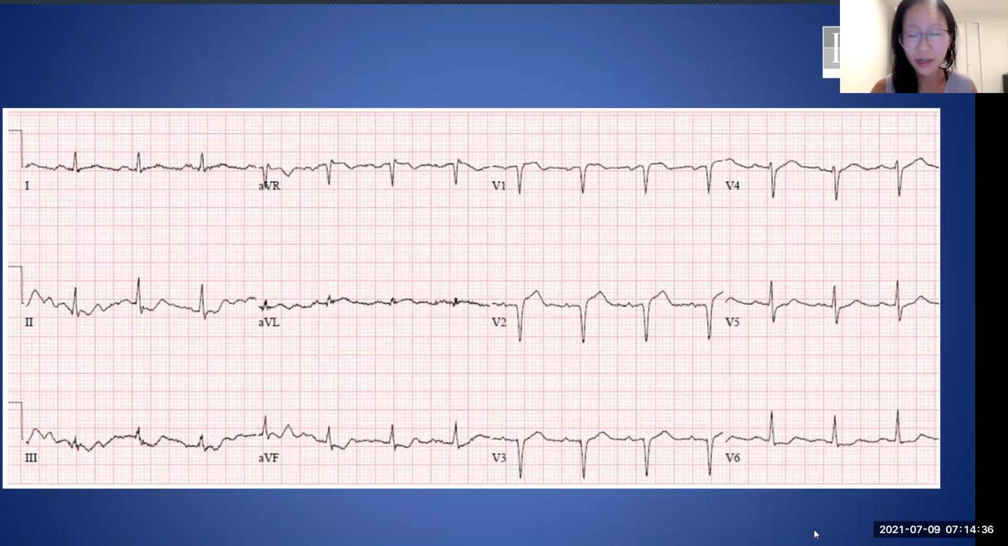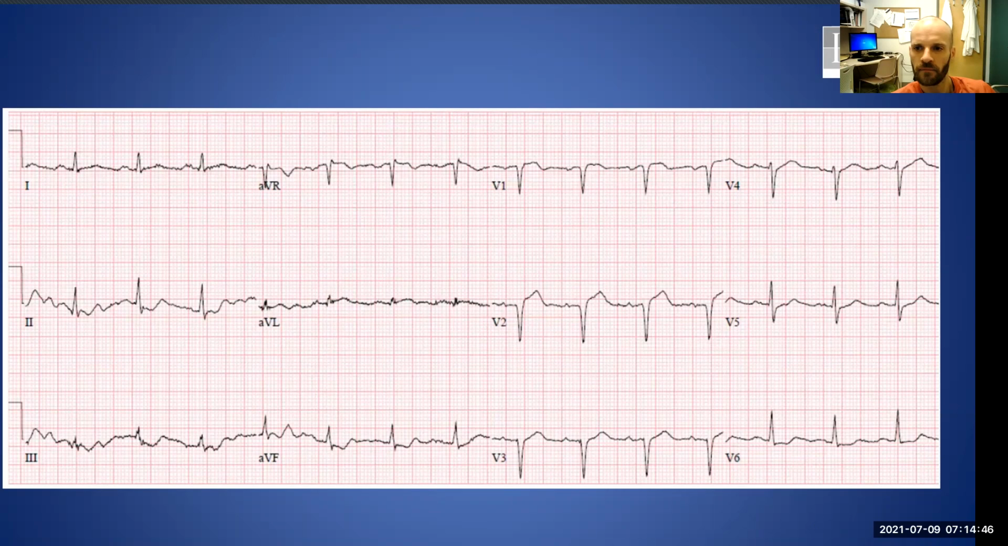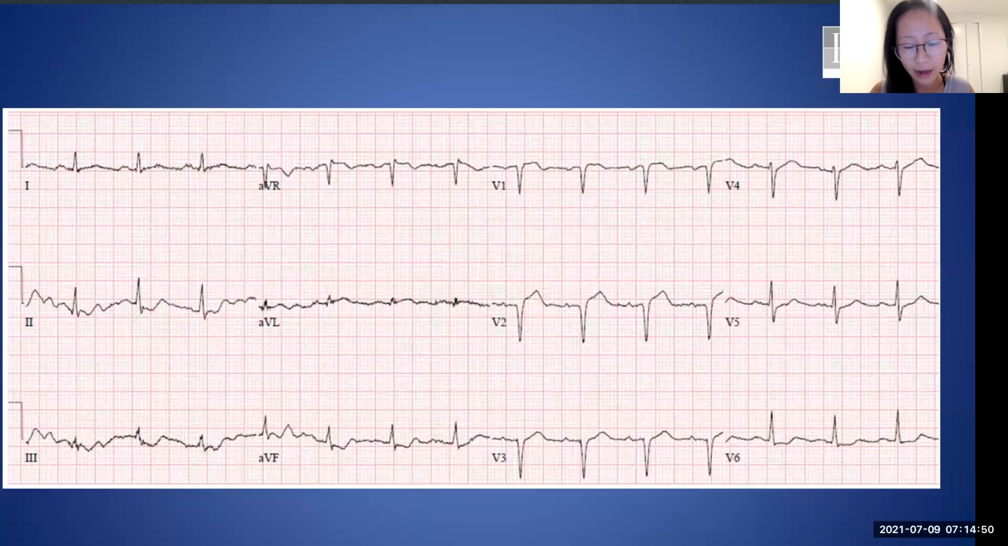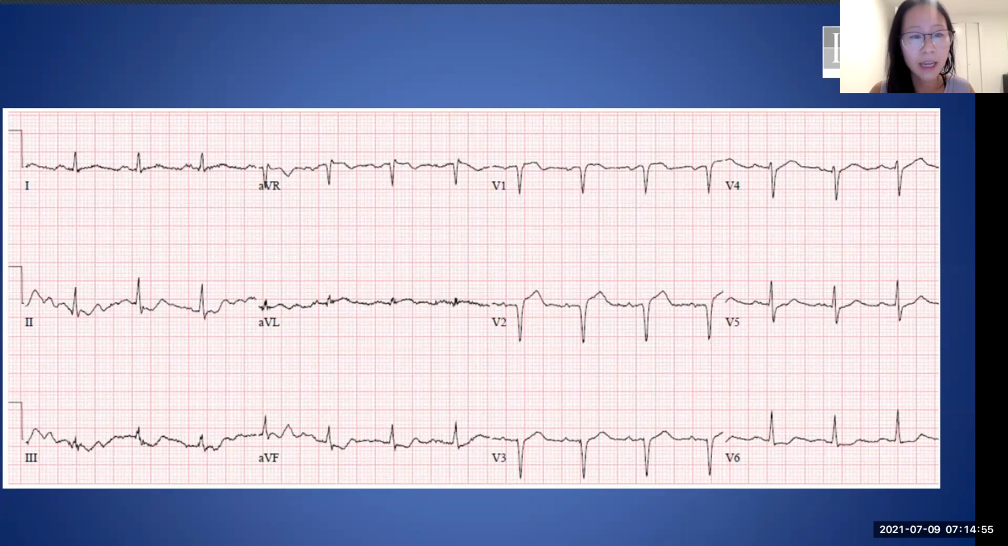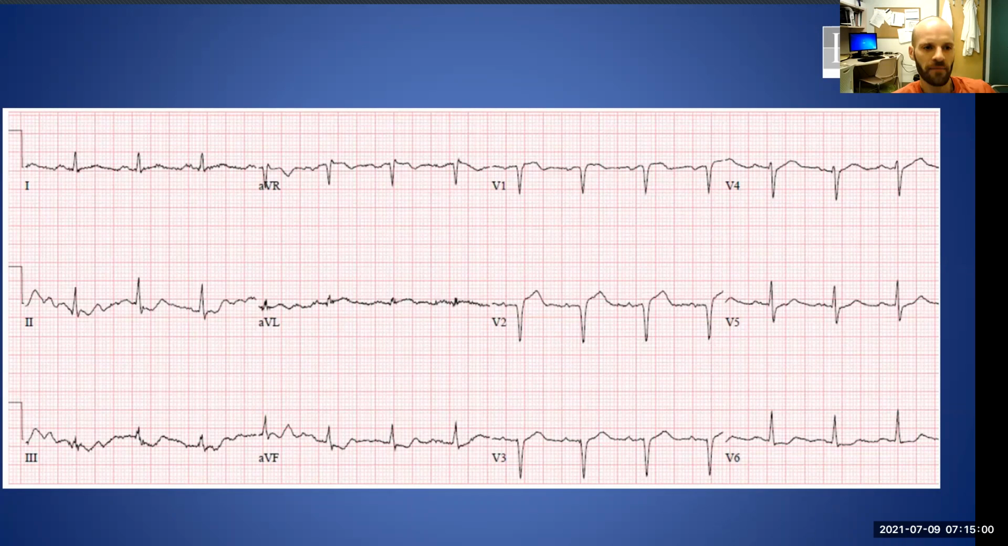I can take this one. So I thought there was ST elevation in the precordial leads in V1 through V4. And then ST depression in leads 2, 3, and AVF. Very good. And then T wave inversion in, I guess, AVR and V1. And then I don't think there were any Q waves. And the part affected would probably be anterior.